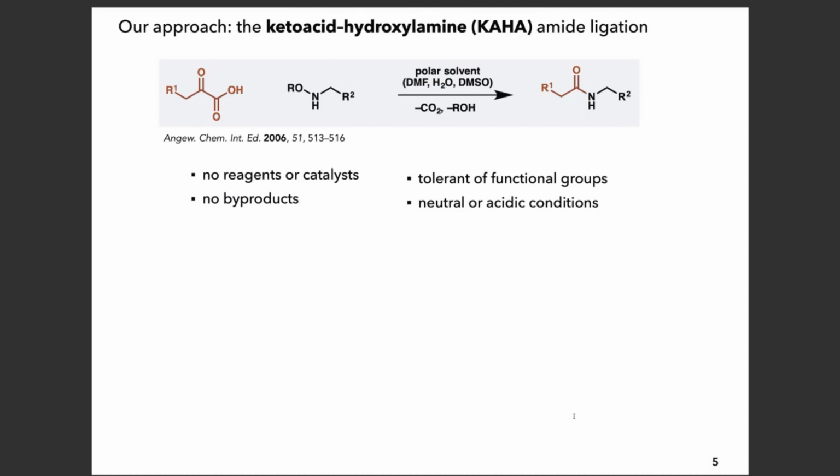So the KAHA ligation is a reaction we identified quite a while ago, and it's really a very simple reaction. If you have an alpha-keto acid and hydroxylamine, you can combine these together in a polar solvent, such as DMF, DMSO, in many cases water. It works best under acidic conditions. So we typically run these around pH 2, pH 3, which is really ideal for solubilizing unprotected peptide segments. And this results in an amide bond.